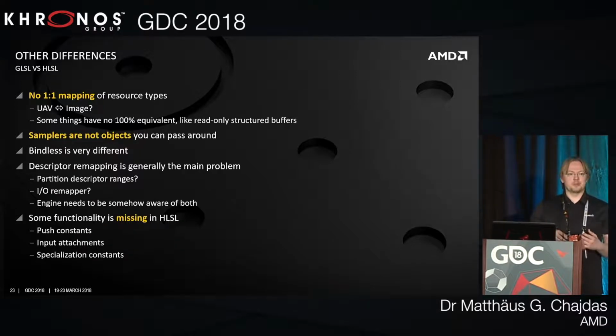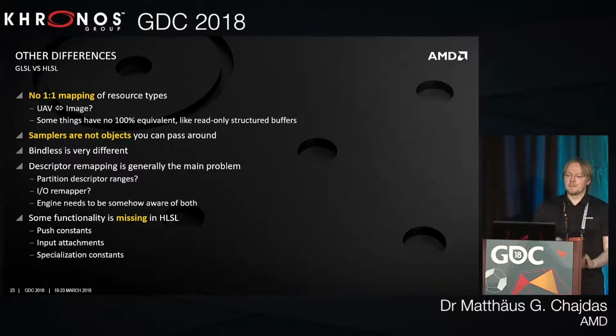Sometimes it's just naming things which confuses people, like why is an image a UAV and why do I need a structured storage buffer for things? And some things have just no equivalent. So you can't have a read-only structured buffer because it's always read-writable from the API side. At the same time, you can have it read-only in the shader, and that's just making people's life unnecessarily hard because they want to map the whole stack, and they just have to, like, don't do it here, but do it over there.